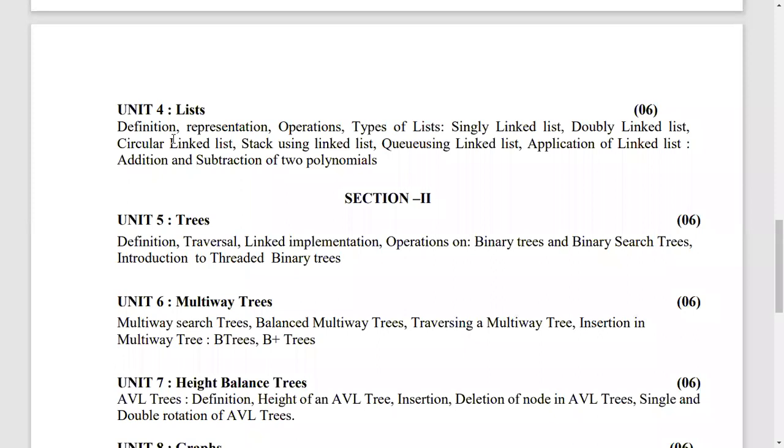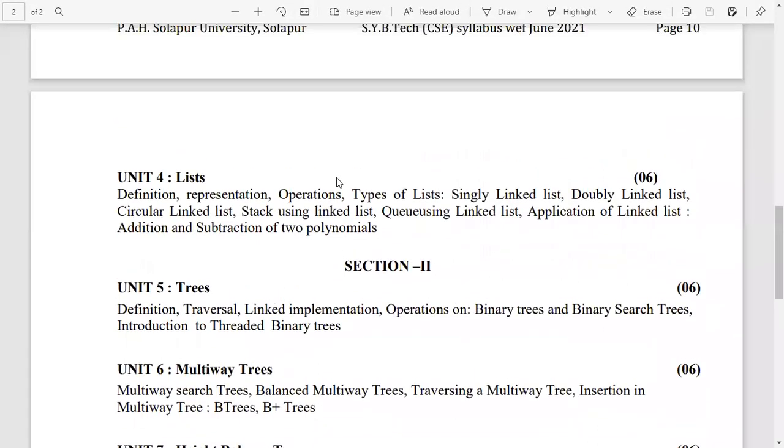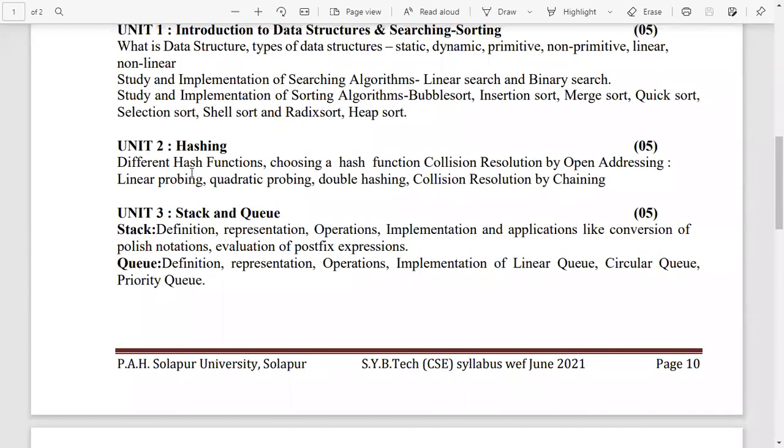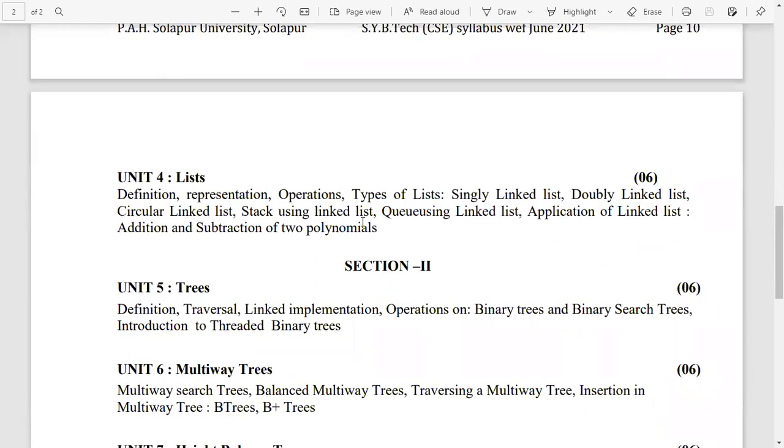Next is the list. Here the list has definition, representation, operation, and this is the linked list, right? It is divided into three types: singly linked list, doubly linked list, circular linked list. After that, stack using linked list, queue using linked list, and applications of linked list.